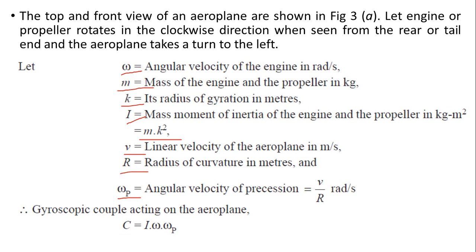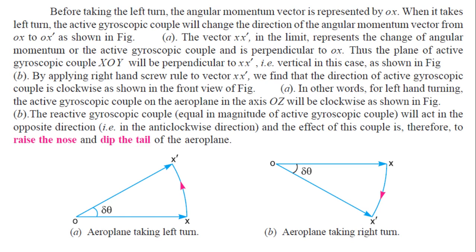The gyroscopic couple of an aeroplane is the same gyroscopic couple formula, that is I omega into omega p. So this is the formula which you are going to use. So let us see about the effects which are considered. When it takes a left turn, the direction which is from O to X is moving to the left side, so it is moving from X to X dash.